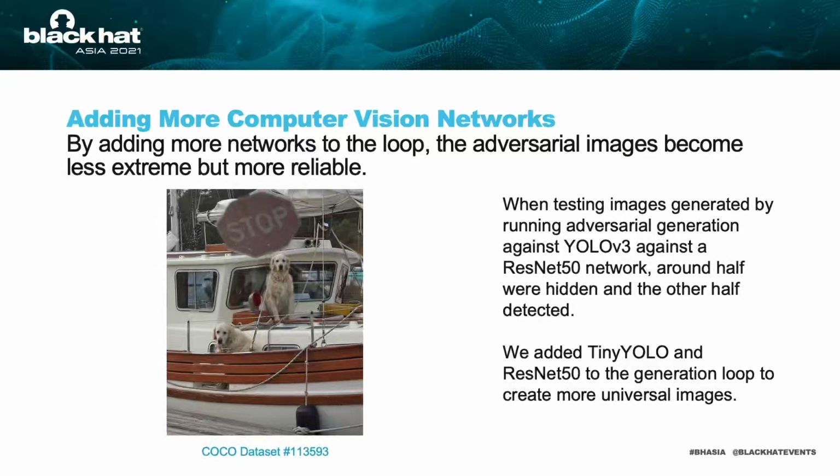Instead of just using YOLO 3, we also added in ResNet, we added in TinyYOLO. And with all of them as classifiers, the images became a little less flamboyant, but they became much more reliable. So in this case, this is an example of an image that was generated against all three of them. And what happened before is all of these images that were only generated using YOLO 3 had about 50% chance of being detected by the other two networks. So yes, they were fooled in about half the cases, but by increasing the number of networks, we hoped to push the quality of our adversarial images even higher.